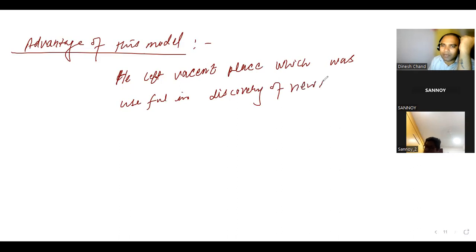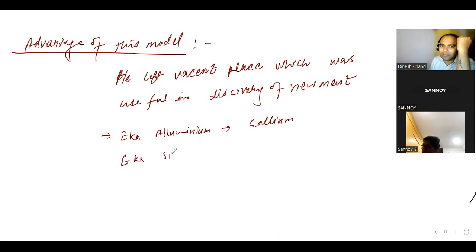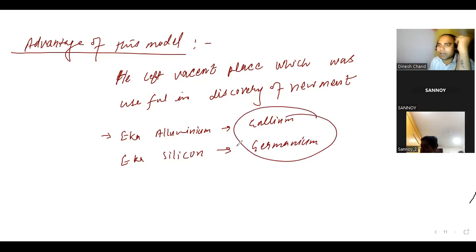Can you tell me which elements were discovered later? He named them eka aluminum, eka silicon, etc. So eka aluminum is actually gallium. What is there? Eka silicon. Which one? This one. Eka silicon. Yes, sir, germanium. Okay. So these elements were discovered, but the place was there. Group properties were properly predicted. So when these elements were discovered, they were placed there. So this was a very big advantage for the discovery of new elements.